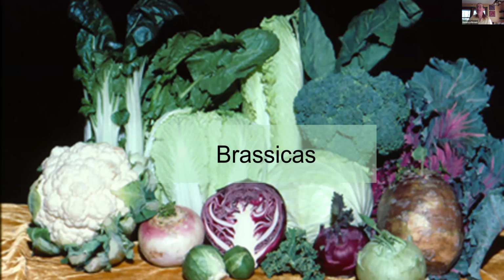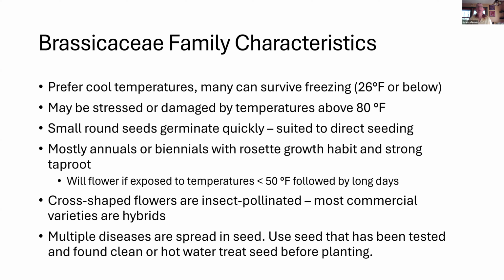Okay, so we're going to start with the brassicas. And this is a very large family, as I mentioned, so I've broken it down further into different species. The general characteristics of the brassicas are all of these are cool temperature crops. Many of them can survive freezing, 26 degrees Fahrenheit or below. Some of them can actually be overwintered in the field, depending on where you are, and definitely can be harvested after the first snowfall or hard freeze.